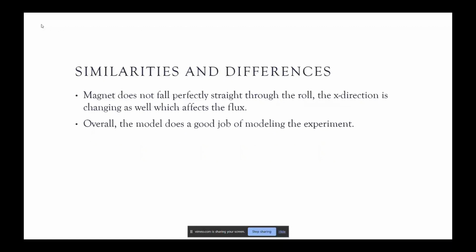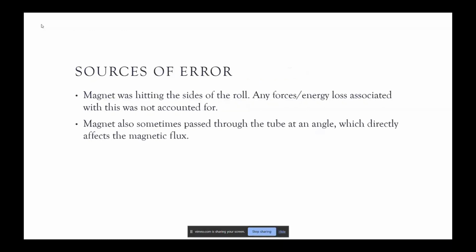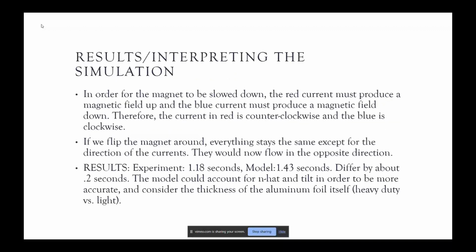A similarity between the model and the experiment is that the model models the experiment to a good extent, but a difference is that the magnet does not fall perfectly straight through the roll, so the x direction is changing as well, which affects the flux. Some sources of error in this lab could include that the magnet was hitting the sides of the roll, so any forces or energy loss associated with this was not accounted for. Also, the magnet sometimes passed through the tube at an angle, which directly affects the magnetic flux.